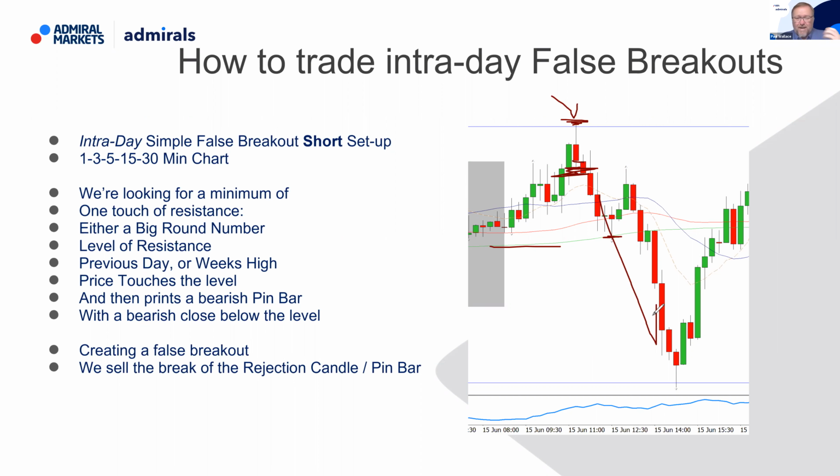So as I said, I'm trying to simplify. A simple false breakout short setup: you're looking for price to touch resistance, a big round number, a level of resistance, a previous day or previous week's high. Price touches that level and then rejects it. It might only go above it by a pip or two, it doesn't really matter. It rejects that level, comes down and closes beneath it, hopefully as a bearish pin bar, a rejection candle. Ladies and gentlemen, that is a very simple false breakout. What we're expecting is price to go the other way, so we'll be looking to sell the break of the rejection candle, the break of the pin bar itself.